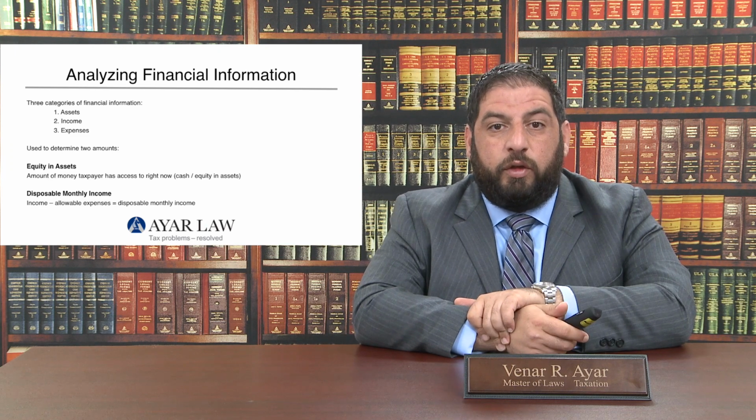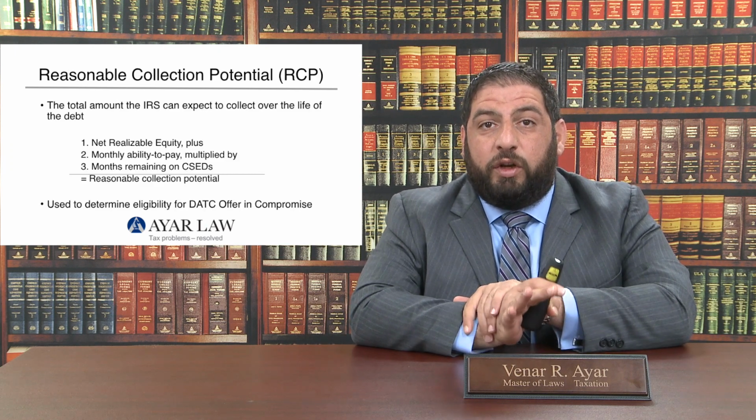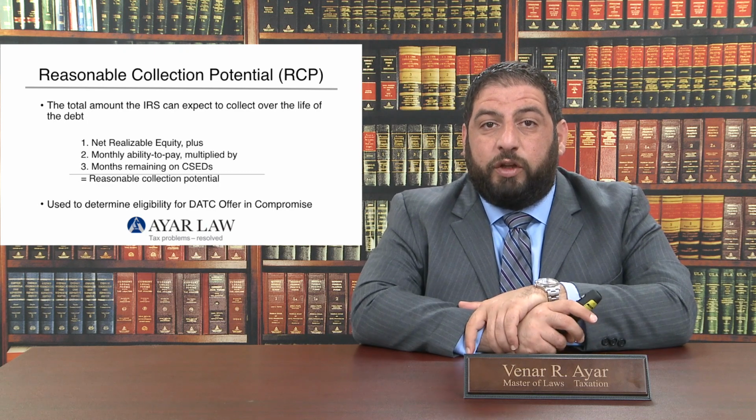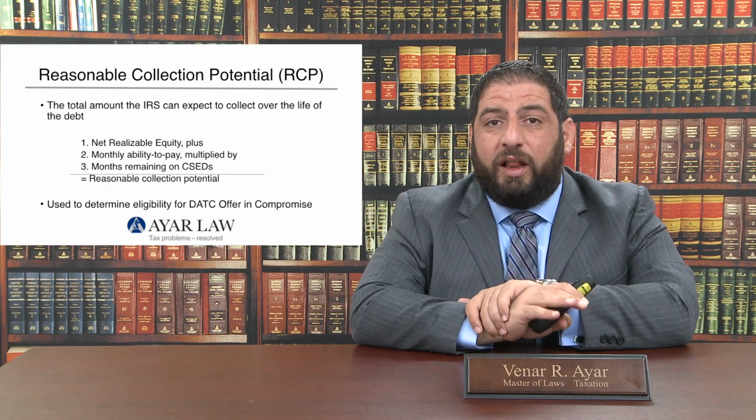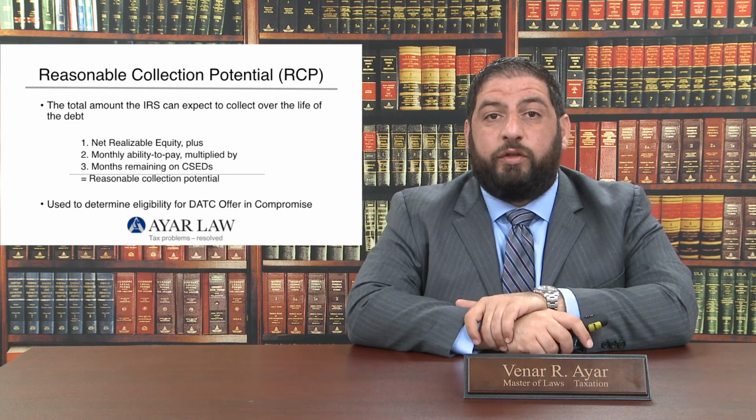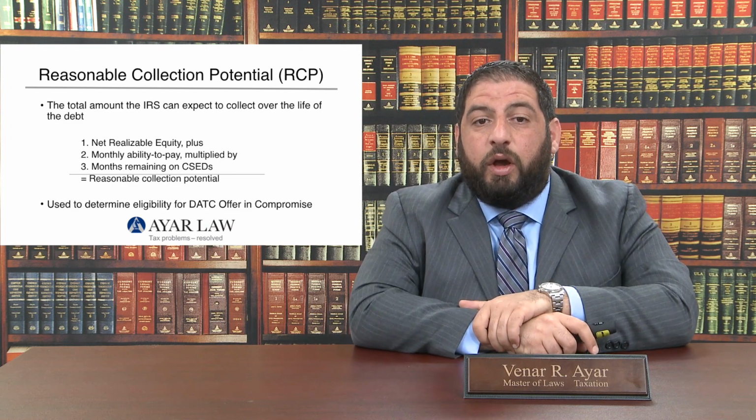Now, I mentioned a number called the reasonable collection potential. It is a figure used in determining eligibility for an IRS offer in compromise.